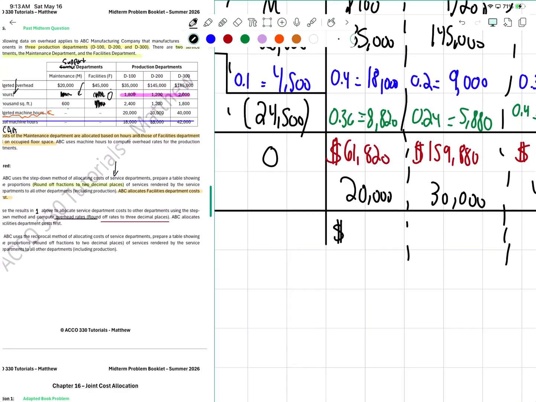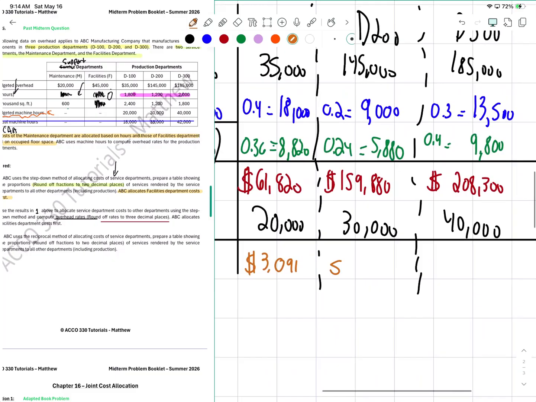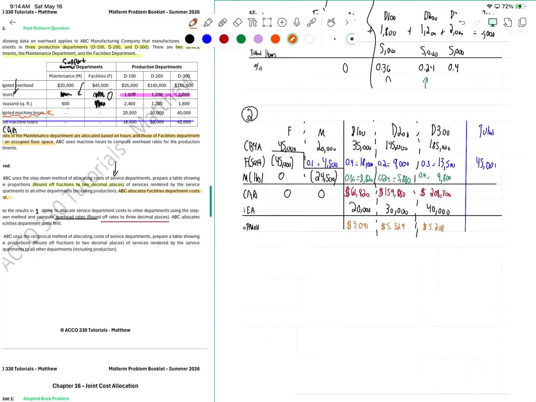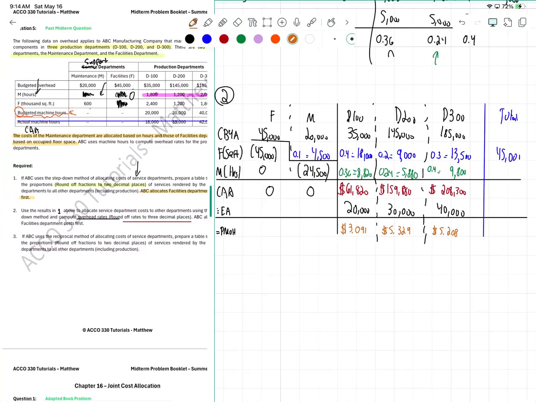So we're going to go for our cost after allocation here, and I'm just going to keep mixing up the colors to keep you on your toes. Our overhead rate is going to be 3.091 for D100, then 5.329, and then 5.208. And that is required too. I hope that is good with everyone.